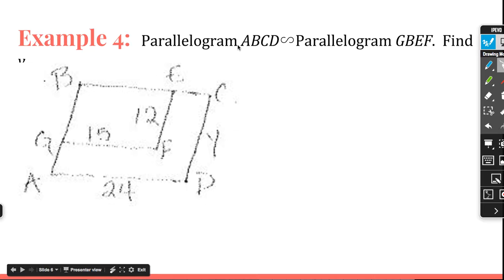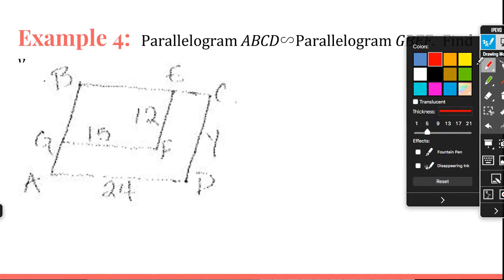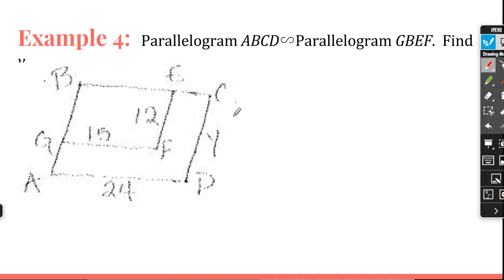All right, finally we have parallelogram ABCD is similar to parallelogram GBEF. And we have some lengths listed for us. We can also use the names to help us set up some ratios. So I have EF and GF given to me, and I have AD, sorry, and I need to find CD. So I can set up my ratios either way as long as I keep things lined up.